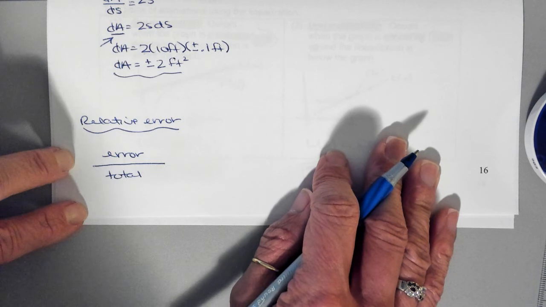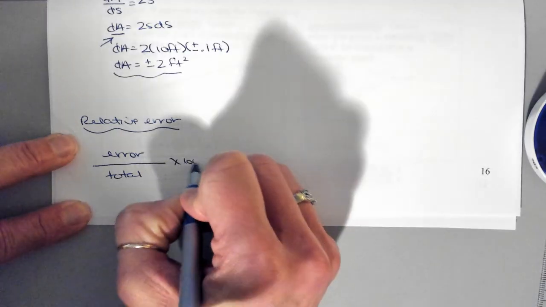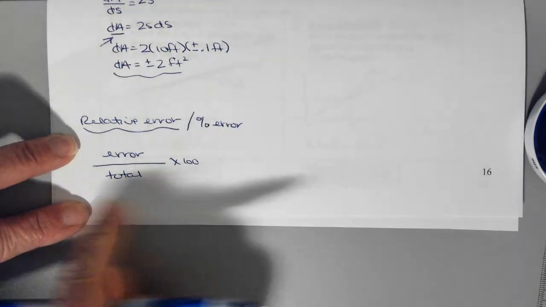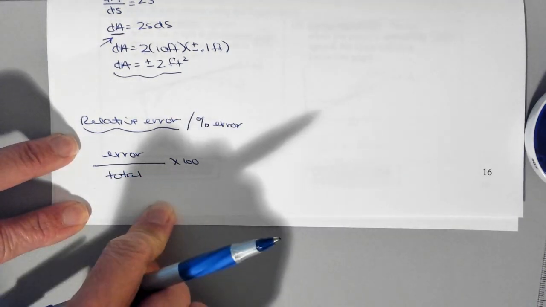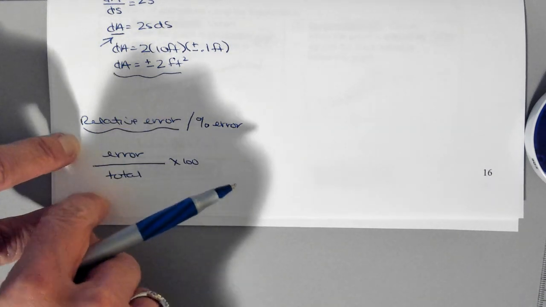How do you find the percentage then? What do you do with this? Yeah, you would multiply by 100, so this would be the percent error. Does this make sense? Because I'll be honest with you, I didn't know this, so I had to look it up. So this is kind of important. Okay, so here we go.